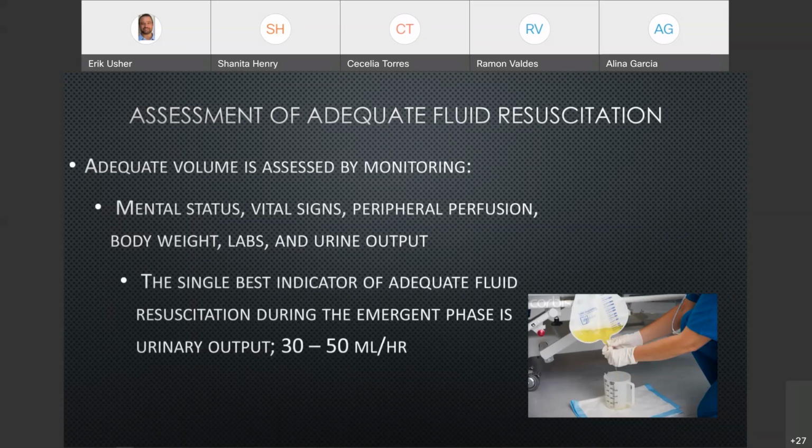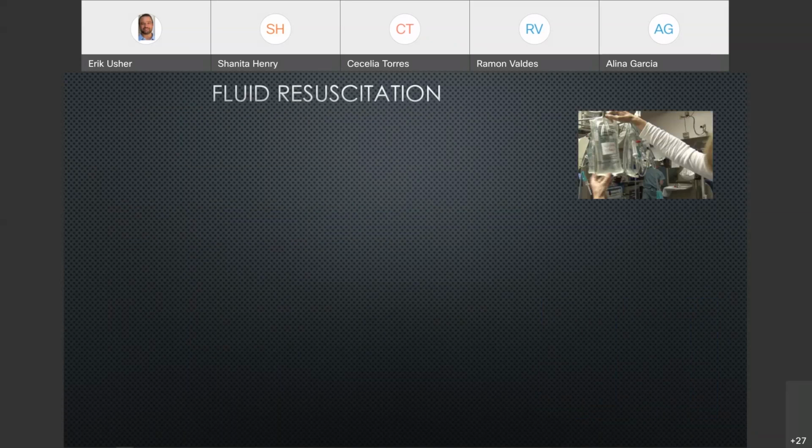The single best indicator of adequate perfusion and fluid resuscitation is urine output. We want to see about 30 to 50 an hour. That urine is a phenomenal indicator for these patients. And I know we treat it as nurses as just another bodily fluid, but that urine output can tell you so much about your patient.